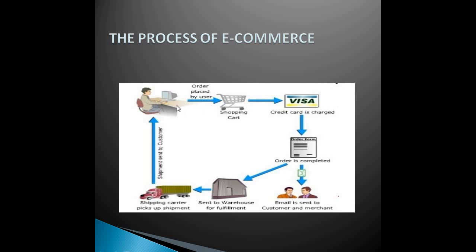Here is the user, order placed by the user, shopping cart, then the credit card is charged, which means you will pay, then the order is complete. Then an email is sent to the customer and the merchandise order is sent back to their warehouses for fulfillment. And here is the dispatch, where shipping carriers pick up shipments and the shipment is sent to the customer. So this is the process of how e-commerce works from buyer to seller, from goods to services.